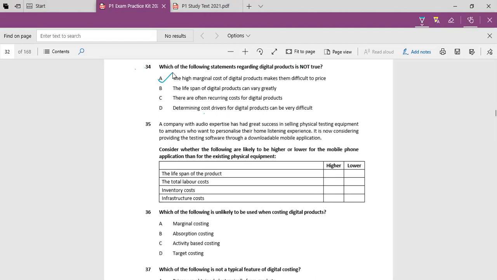35. A company with audio expertise has had great success in selling physical testing equipment to amateurs who want to personalize their home listening experience. So this is about music. It is now considering providing the testing software through a downloadable mobile application. Consider whether the following are likely to be higher or lower for the mobile phone application than for the existing physical equipment. Which of them is correct? The lifespan of the product, the total labor cost, inventory cost, infrastructure cost.